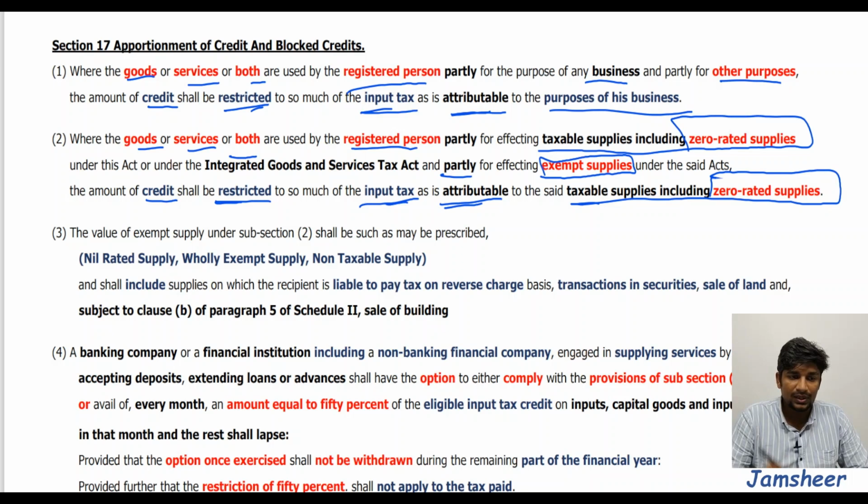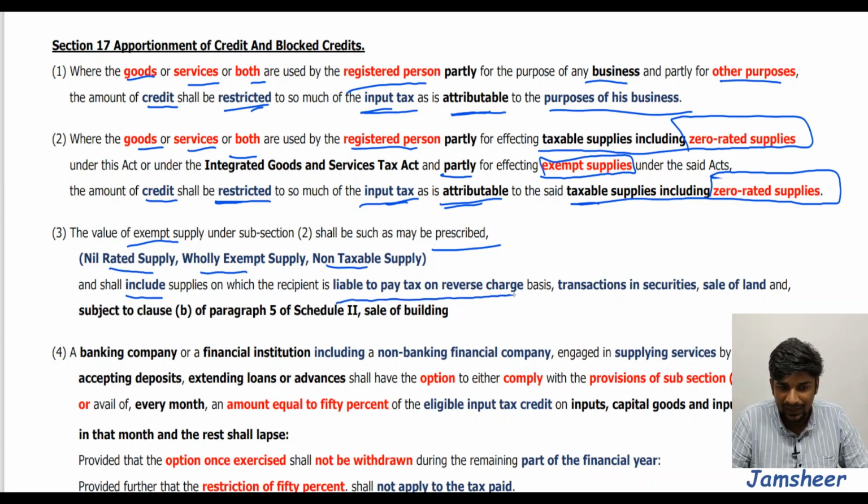Subsection 3 of Section 17 talks about the value of exempted supplies under subsection 2, which shall be as may be prescribed. The prescribed manner covers nil rated supplies, wholly exempt supplies and non-taxable supplies. These three are the prescribed list of exempted supplies, and it shall include supplies on which the recipient is liable to pay tax under the reverse charge mechanism. So if the recipient is liable to pay tax under reverse charge mechanism, that will also be considered as exempted supplies.